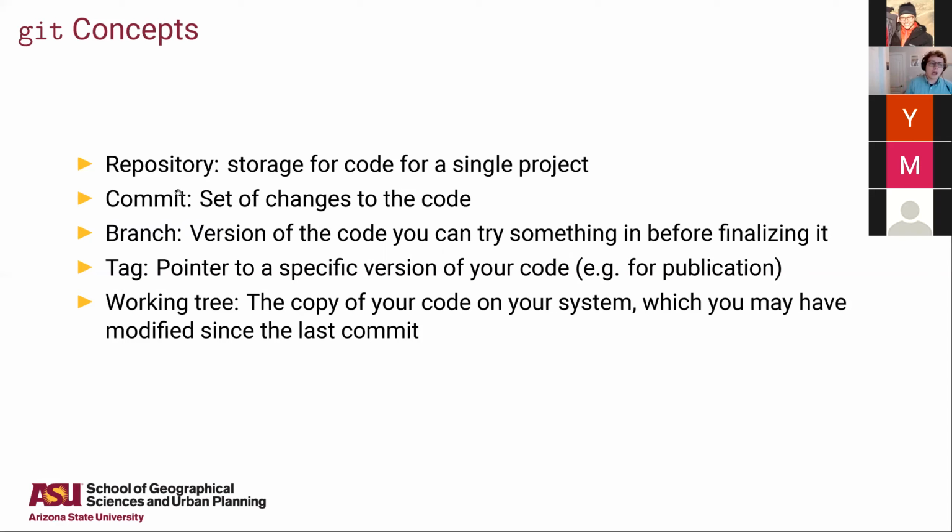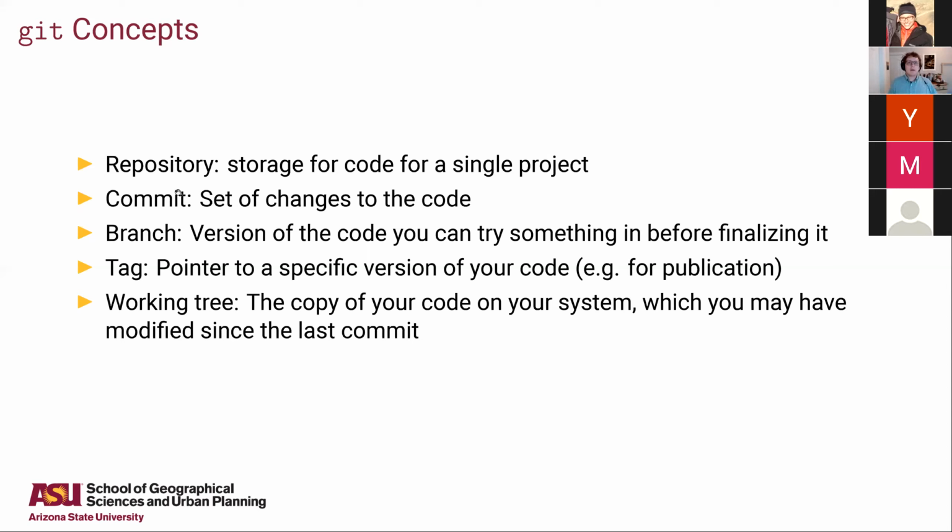A branch is a specific version of the code where you're trying something. So if you've got your master, kind of like your main code, and you're like, oh, I want to try adding this feature or try running this model in this way, you can make a branch off that. You can make those changes. If you like them, you can merge them back into your main code.